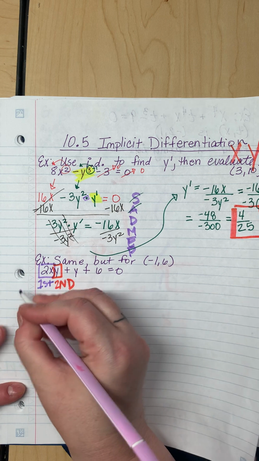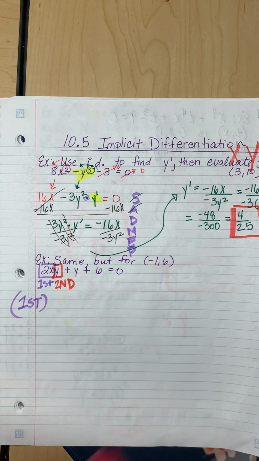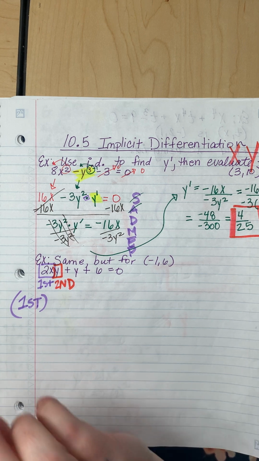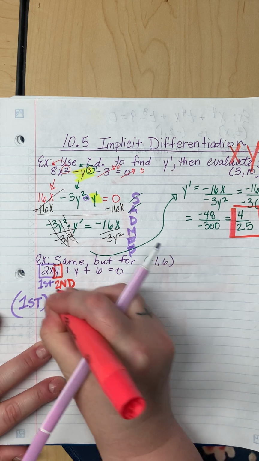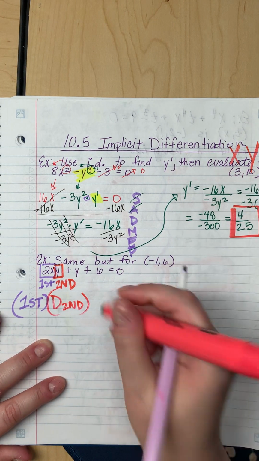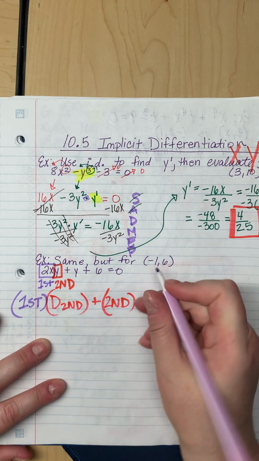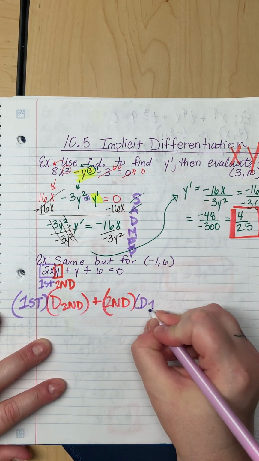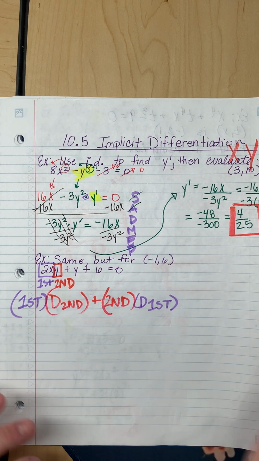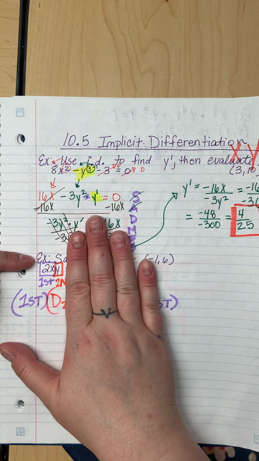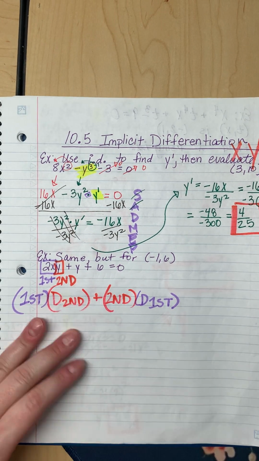And the product rule says the first times the derivative of the second plus the second times the derivative of the first. And that's for finding the derivative of just this 2xy. Eventually we'll do this y plus 6, but for now, let's just do this 2xy.